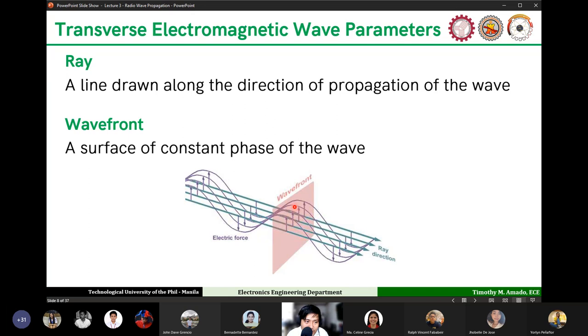Okay? So, yung ray and wavefront, guys, it's more on the illustration. In real life, wala namang ganyan yung mga signals natin. Yung transverse electromagnetic wave natin, wala pong ganyan. Kumbaga, it's only present when we actually try to visualize these transverse electromagnetic waves. So ray again is the line drawn along the direction of propagation of the wave, and the wavefront is yun yung pag in-intercept mo ng isang cross section yung iyong transverse electromagnetic wave, yun yung figure na mabubuo sa iyong cross section. So that is the wavefront.